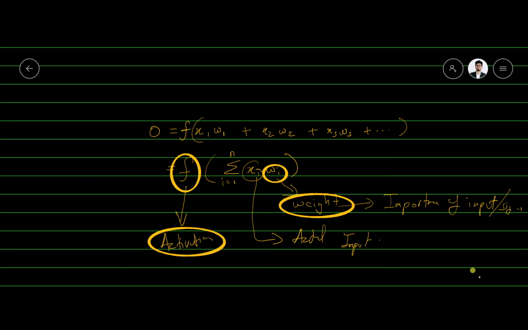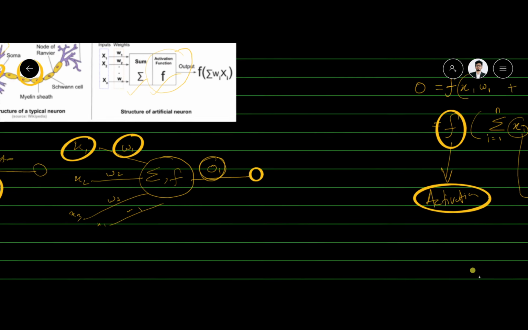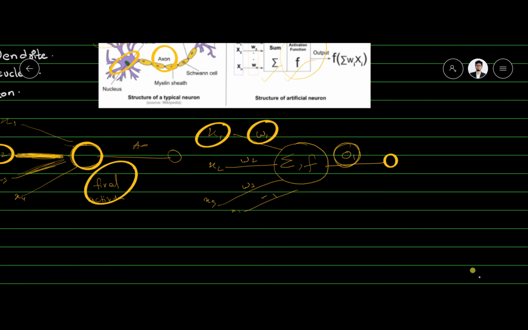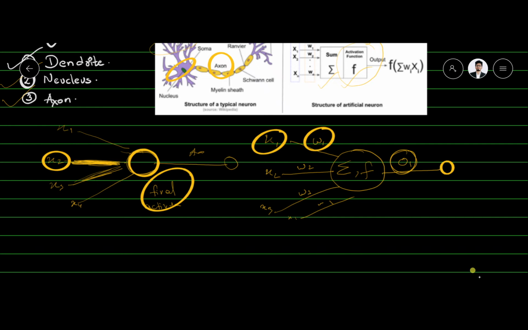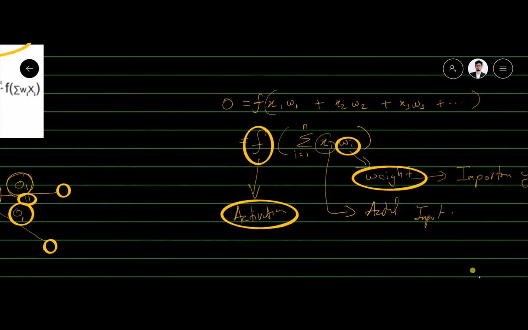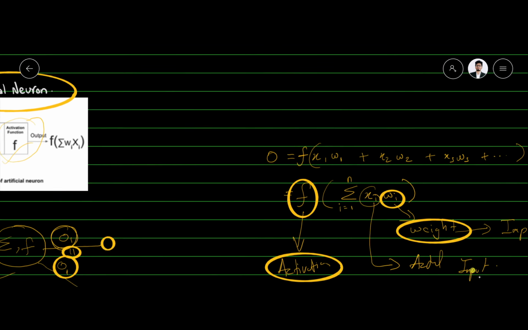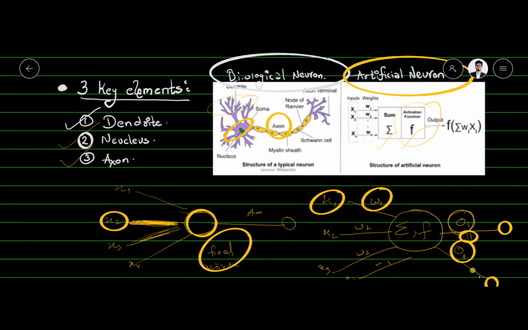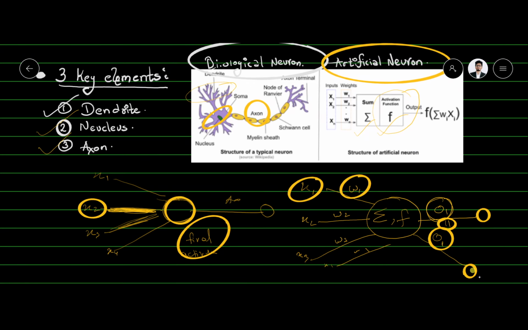One more thing: if there are multiple outputs, like one more output which goes to another nucleus, then both outputs will be the same, equal. And this is how the actual neuron works. This is basically the simplest explanation we can give.